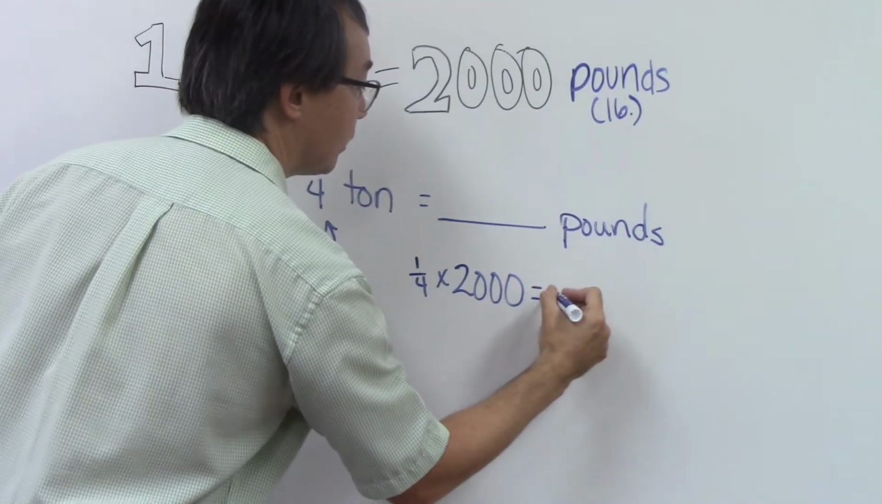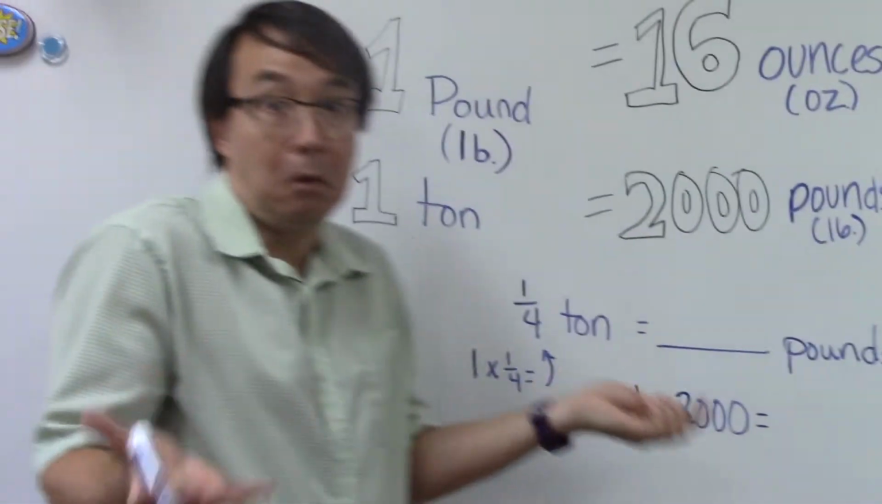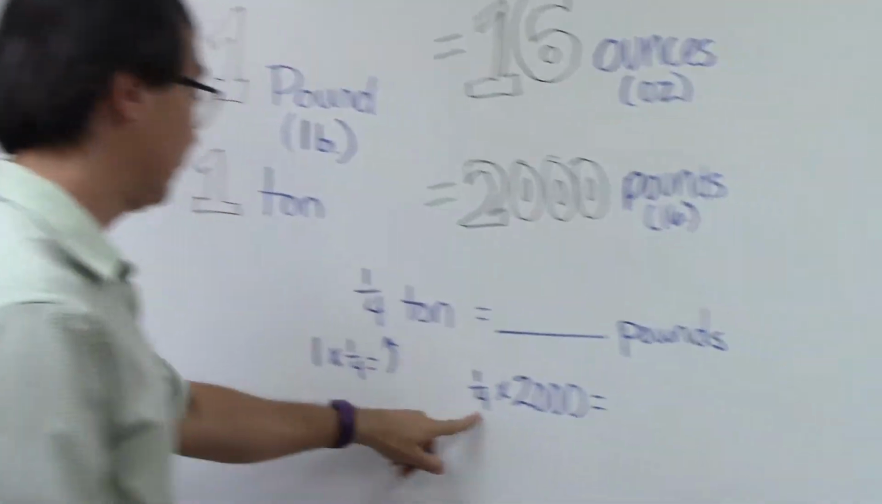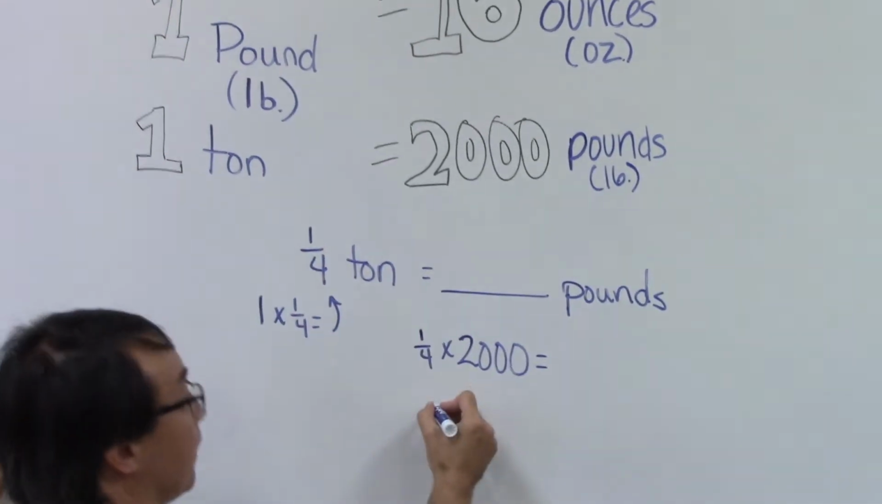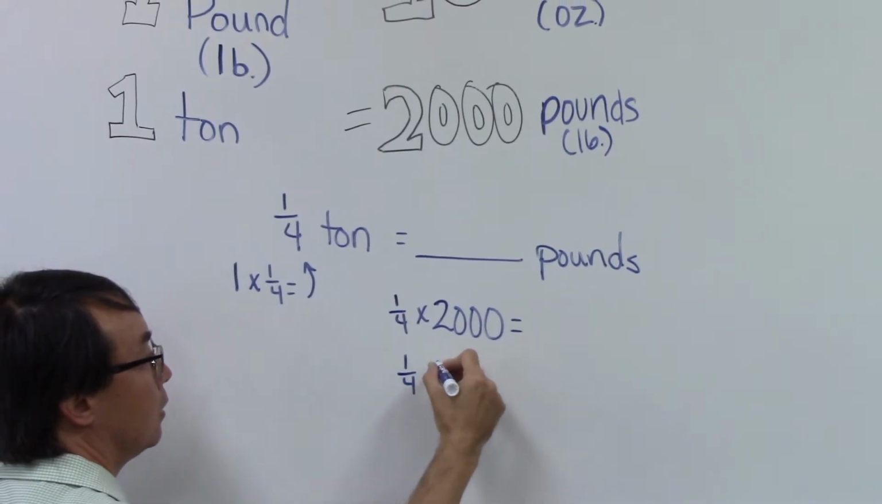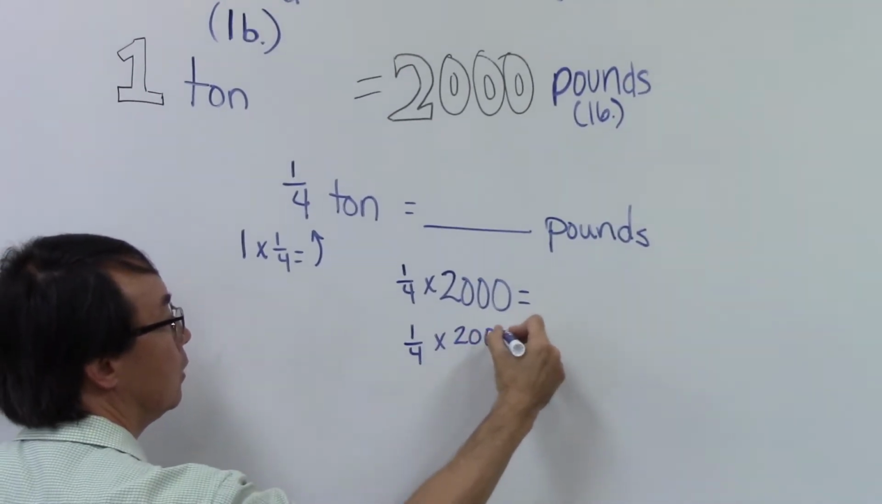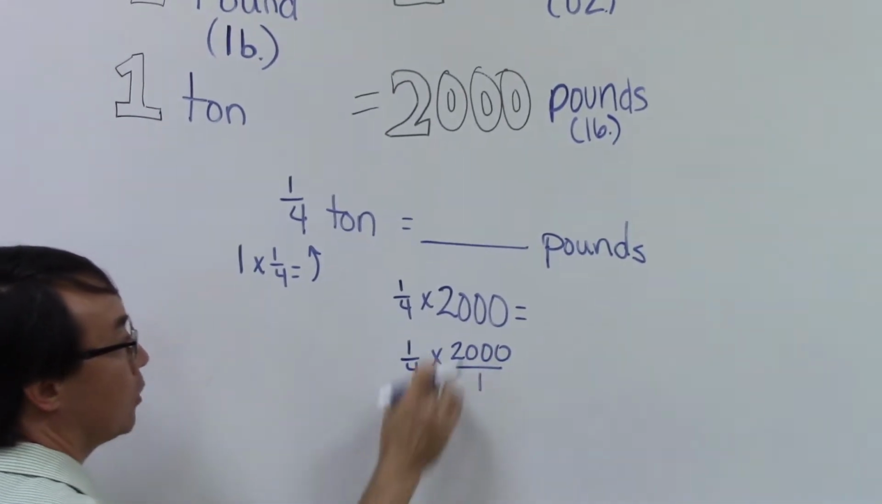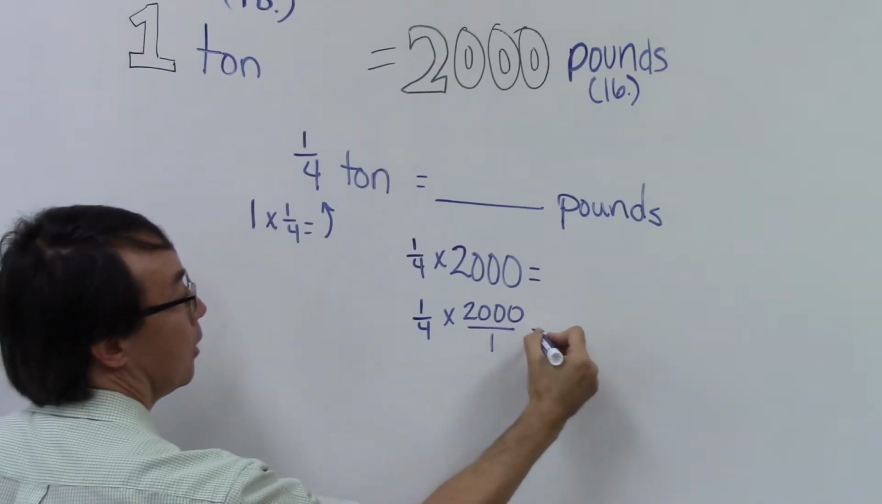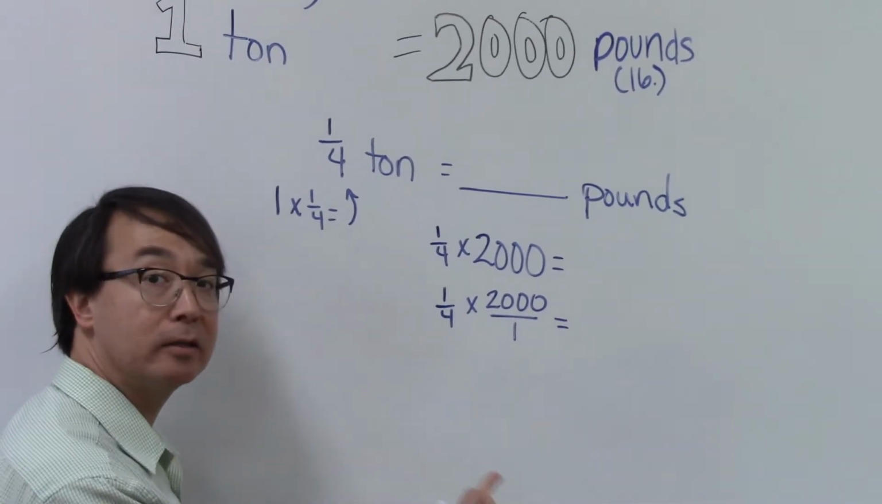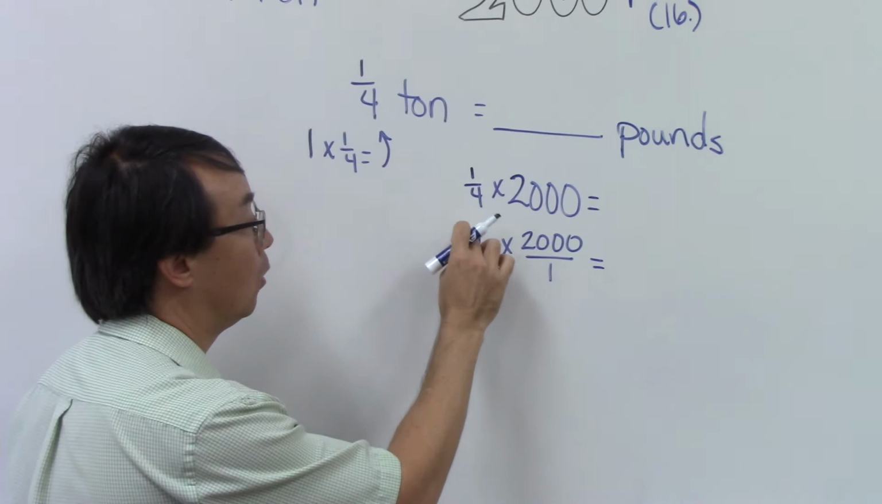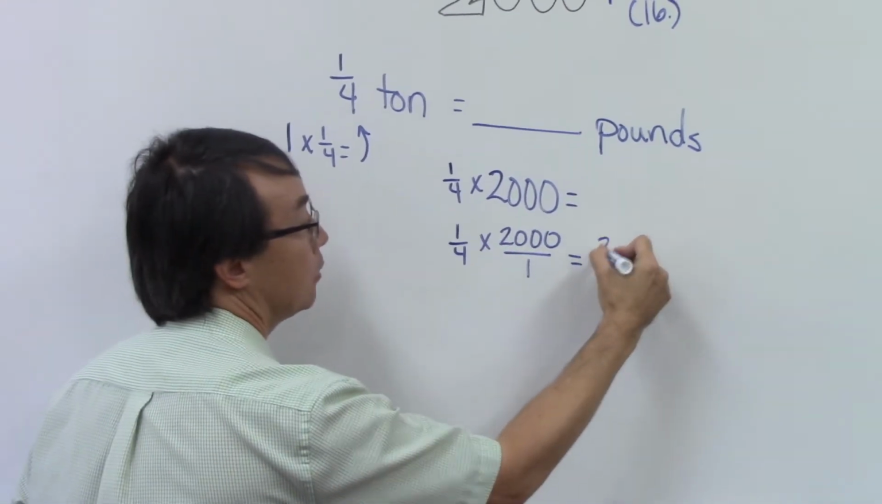1/4 times 2,000. Oh no! Do it like this, remember? 1/4 times 2,000 over 1. I always put that number over 1. It makes it look like a fraction and it doesn't change the value. Okay? 1 times 2,000 is 2,000.